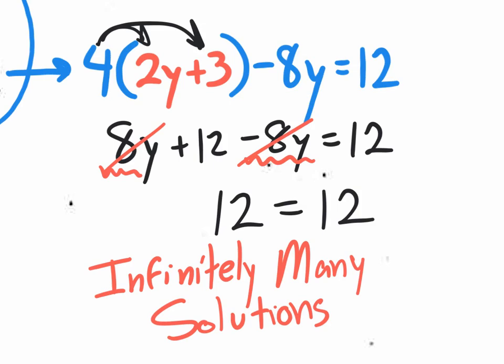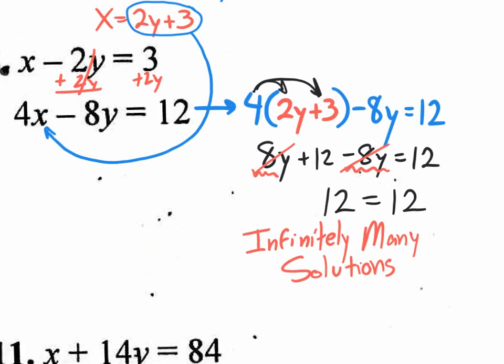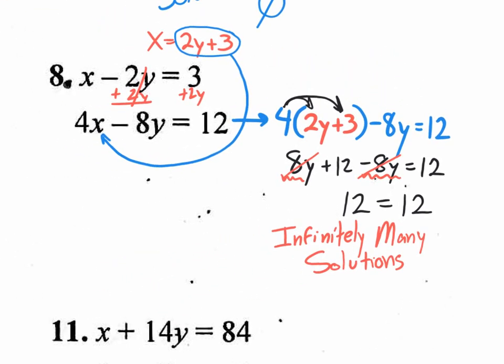Now, what does that really mean? It means that if I were to have solved by graphing, if I would have gotten this in slope-intercept form and this one in slope-intercept form and graphed them, I would see that they're the same exact equation. They're the same exact line. They would land right on top of each other. So they have an infinite amount of points in common, right? So we say infinitely many solutions because there's really an infinite amount of answers that they have in common.